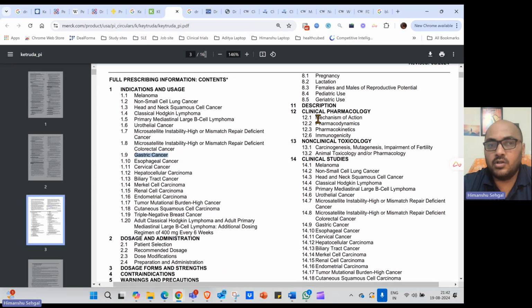Then a clinical pharmacology, so mechanism of action, dynamics, kinetics, immunogenicity. So everything which we read in the drug.com, most of the information is gathered from here, but it's more segmented and then very easily written, easily understandable. So that's the reason drug.com is mostly used. And apart from that, the companies or the products which do not have their websites, drug.com stores the data for that as well.